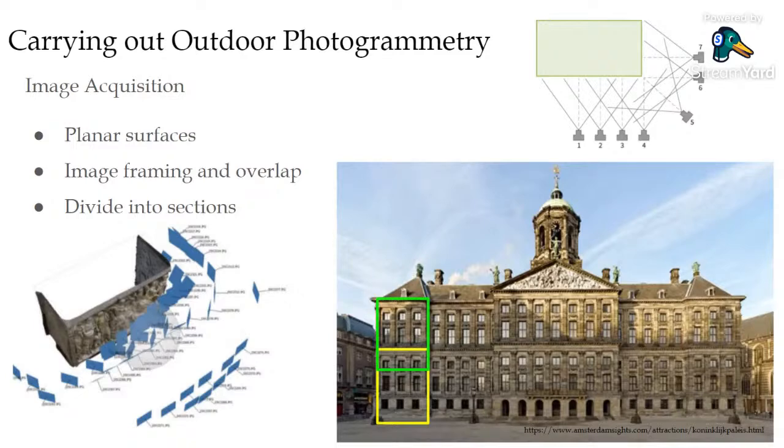And other subjects, such as this photo of the Royal Palace in Amsterdam, will require a lot more planning and more photographs. So it's best to approach this by dividing the subject into segments, so that you know that you're capturing all areas and you have a systematic approach, which can make the process less overwhelming. So you could start in this area outlined in yellow, take your photographs, and then move to the green one, but making sure that you have enough overlap between the two segments to align them.